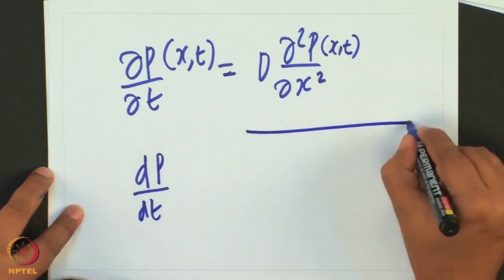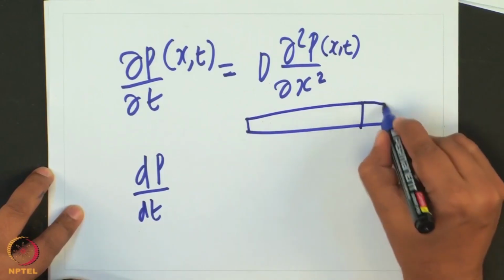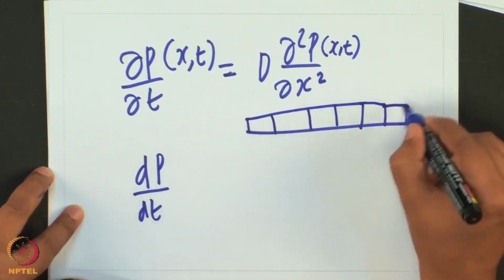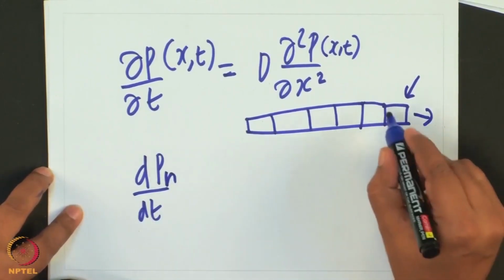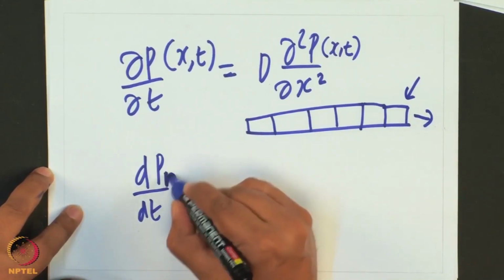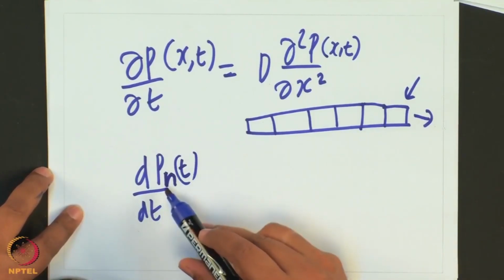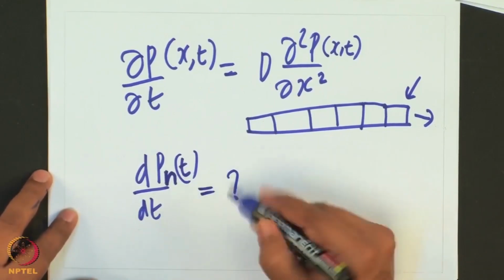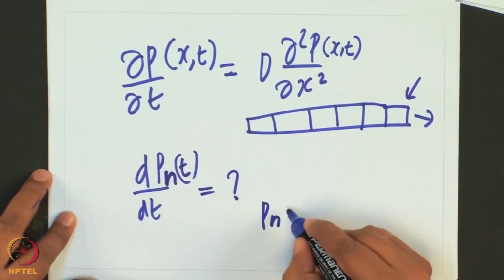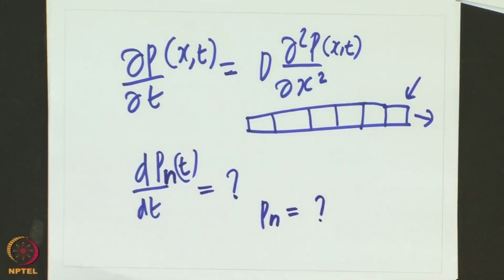So, if you have a polymer which is polymerizing and depolymerizing, and let n be the size of the polymer, Pn of t is the probability of having size n. What is the probability of finding polymers with n monomers? We can write equations for such probabilities and solve those equations and get Pn. Such equations are typically called master equations.